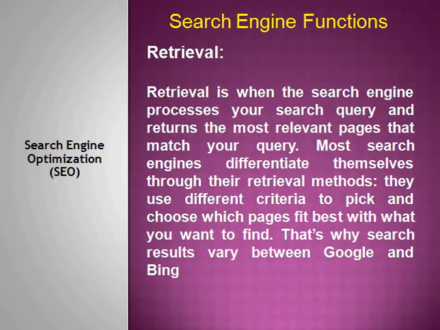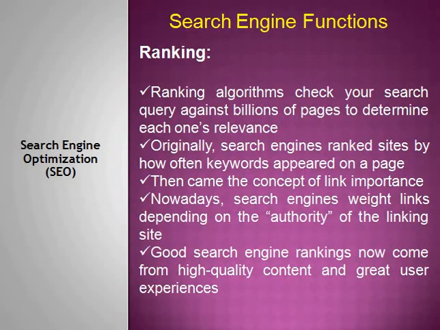Most search engines differentiate themselves through their retrieval methods. As I said, Google has a different algorithm for retrieval and ranking, and Yahoo has a different one. They use different criteria to pick and display which pages fit best with what you want to find. That's why search results vary between Google and Bing. This is retrieval.